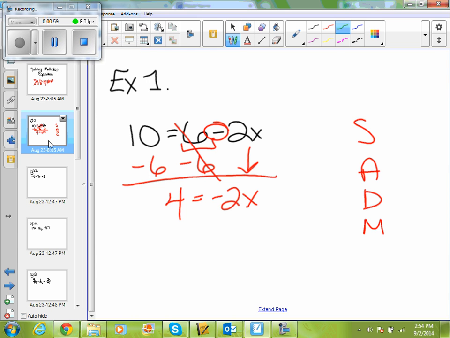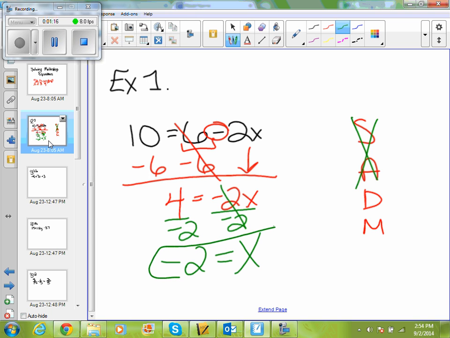Okay, so now we've gotten rid of our subtraction and addition. So we have negative 2 times x, and how do we get rid of multiplication? Divide, so we'll divide by negative 2. Positive divided by a negative is negative. 4 divided by 2 is 2. So negative 2. Okay, makes sense?